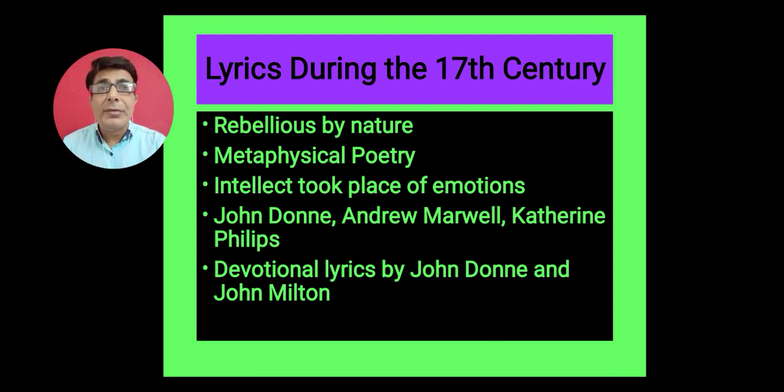In the beginning of the 17th century, lyric poetry was rebellious by nature. If you examine the Elizabethan lyric poetry, and then if you examine the 17th century lyric poetry, you find a sharp difference between these two. Okay, what difference? Elizabethan lyric poetry, as I told you, was romantic by nature. Romanticism was an important feature of the Elizabethan lyrical poetry.